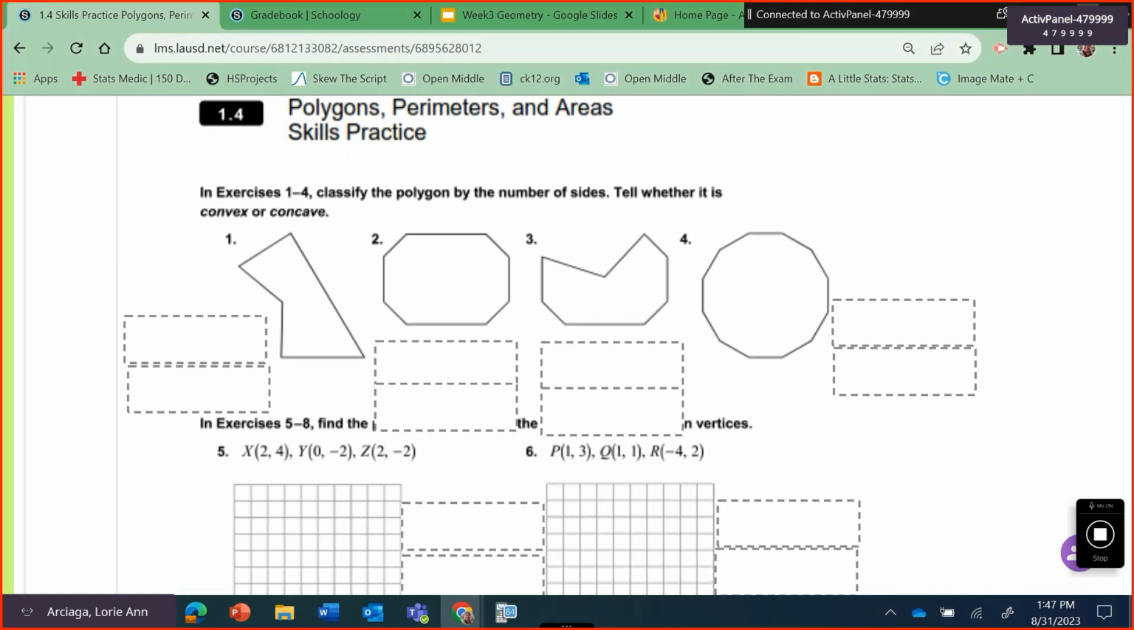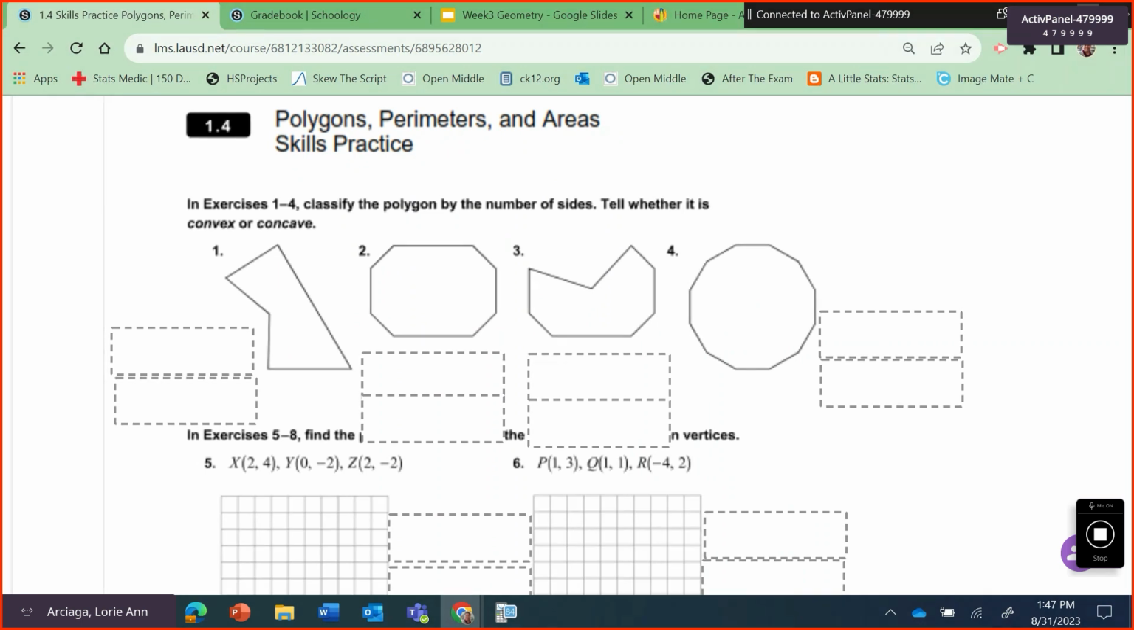So this is how it looks online. The first box will be the name of the polygon based on the number of sides, and the second box will be whether it's convex or concave. Yes, Elena? For number 1, wouldn't it technically be concave and convex? No, the concave or convex goes to the second box. So what's the name of number 1? How many sides does it have? It's a pentagon, because it has 1, 2, 3, 4, 5.